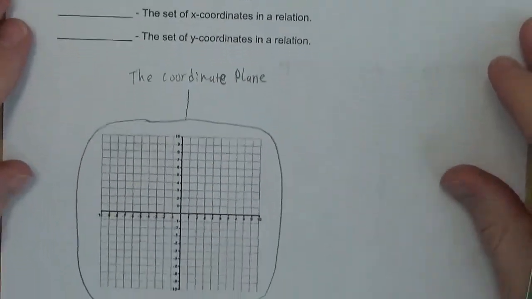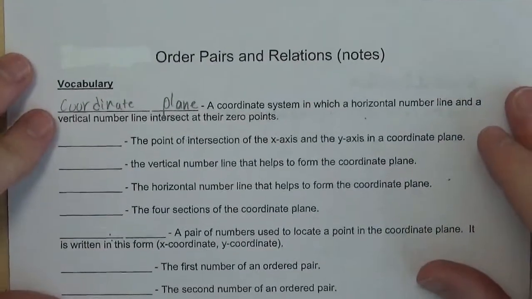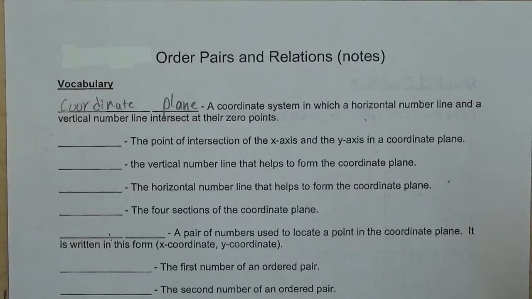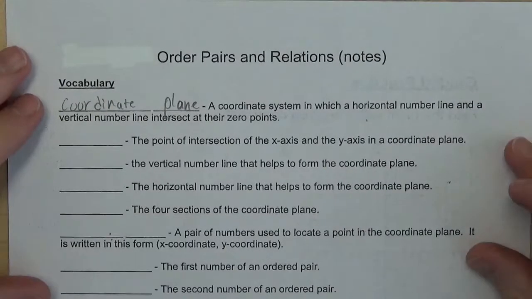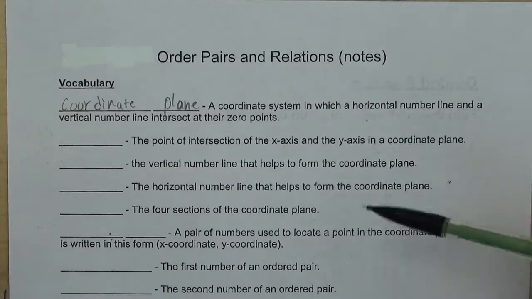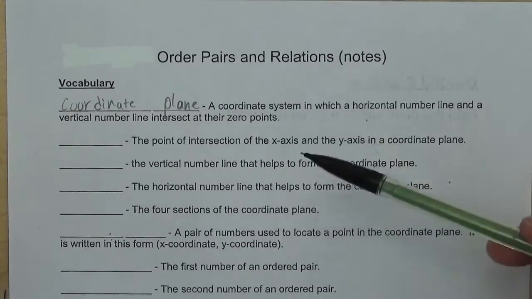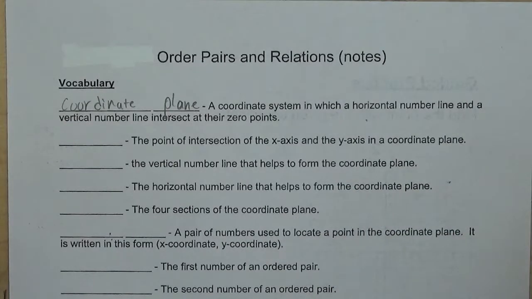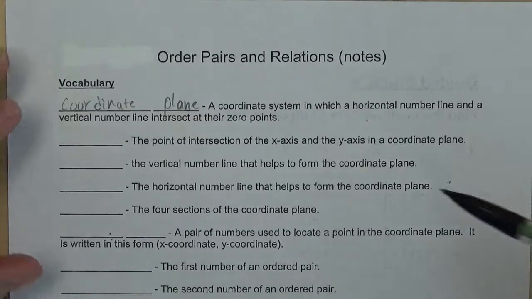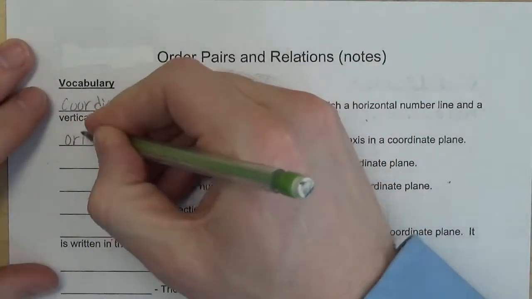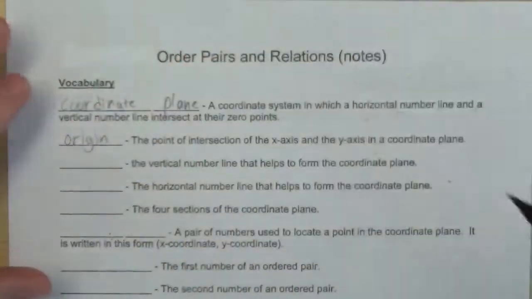All right. Let's go to the next one here. Next vocabulary term says the point of intersection of the x-axis and the y-axis in a coordinate plane. The x-axis is the horizontal number line, the y-axis is the vertical one, and we'll get to that in a second here. But they intersect at that 0 point, and that 0 point has a special name. It's called the origin. So make sure you get that written in.